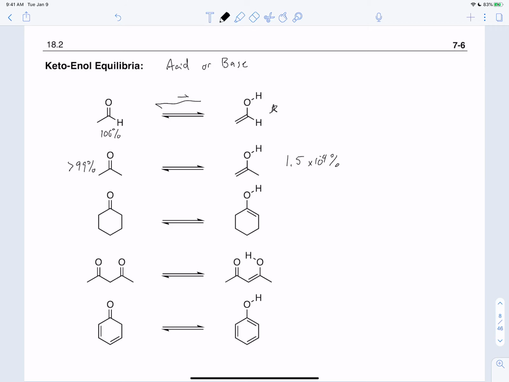Things start to change a bit once we get to these 1,3-diketone systems. So this is pentane-2,4-dione. Now actually the enol form will be favored. The keto form is 24%, whereas the enol form is 76%. The reason behind this is that now we have a couple extra factors. One is we have hydrogen bonding present, and that'll make this isomer slightly more stable.